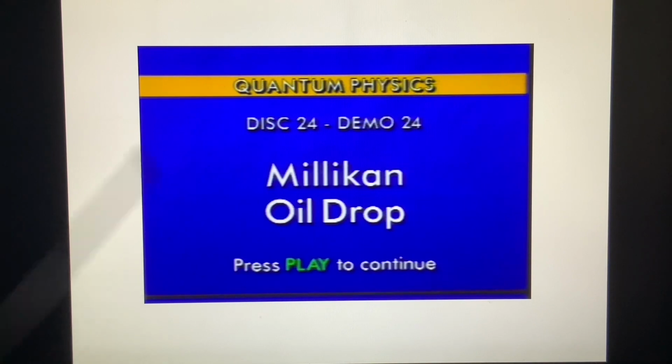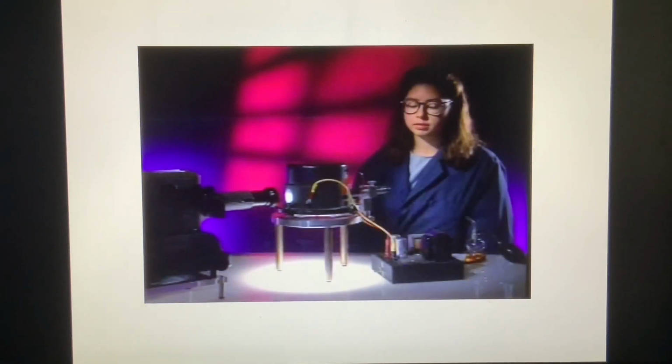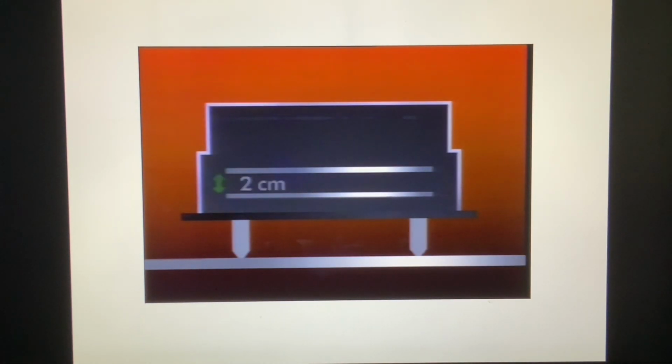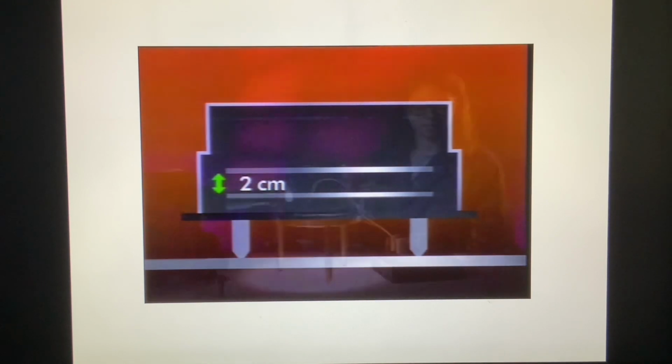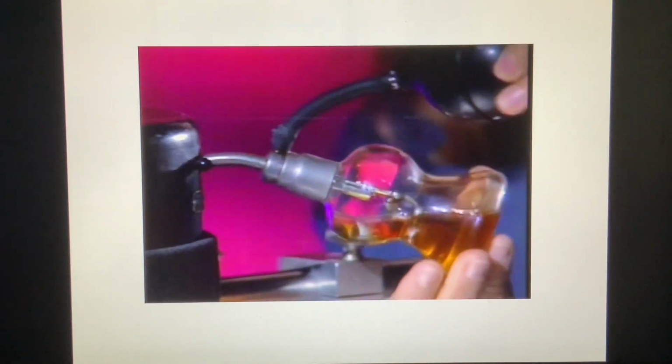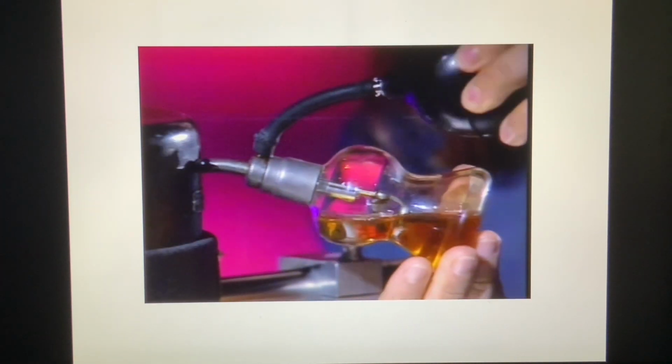This is a Millikan oil drop. This Millikan oil drop apparatus is similar to the device used in the first successful measurement of the charge on a single electron. Inside this chamber are two horizontal metal plates separated by about 2 centimeters. We'll spray a fine mist of oil droplets between the plates and observe them as they fall.